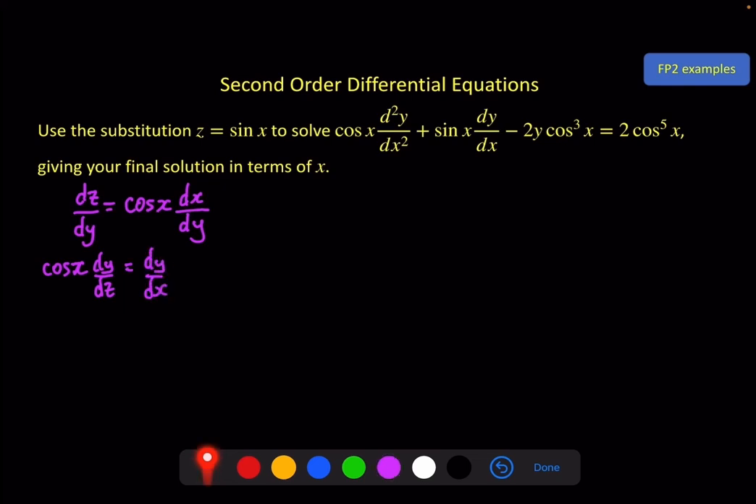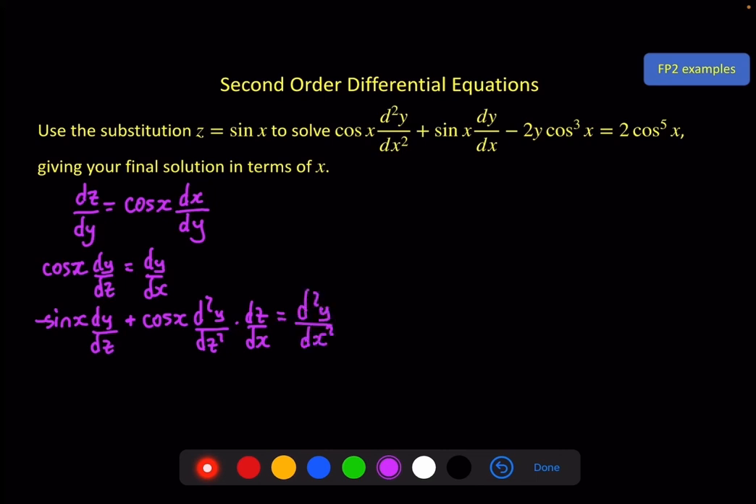Now for the second derivative, it's the same decision as before. You can choose either z or x, and whichever one you differentiate with will give you the second order derivative that you need. So if I differentiate all of this with respect to x, I get minus sine x dy by dz, applying the product rule, plus cosine x d2y by dz squared times dz by dx is equal to the second order derivative of y with respect to x.